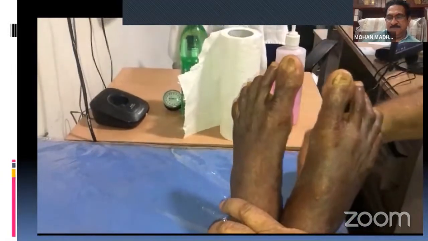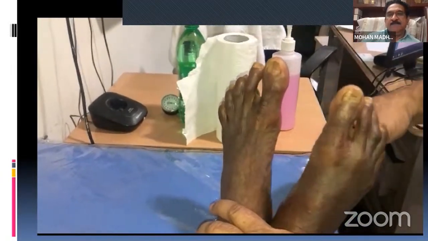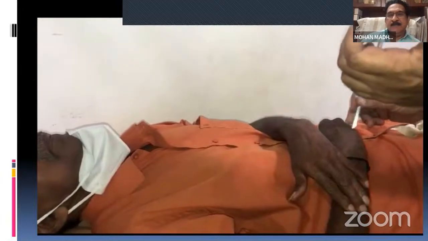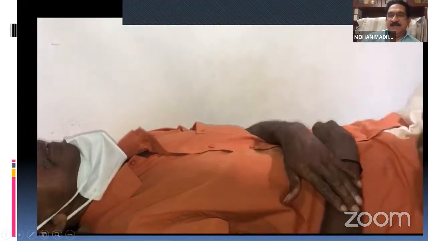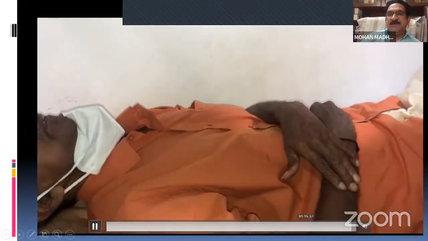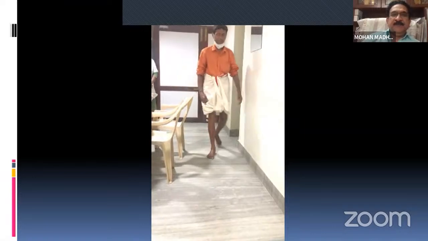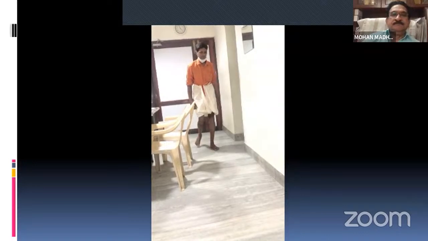And less reflexive. This is the explanation with a normal limb. This is for my class. Data: the patient is contracting your right foot, just trying to rotate it, and total loss of arm swing on the right hand. So these are the findings.